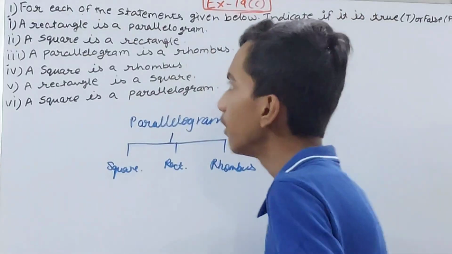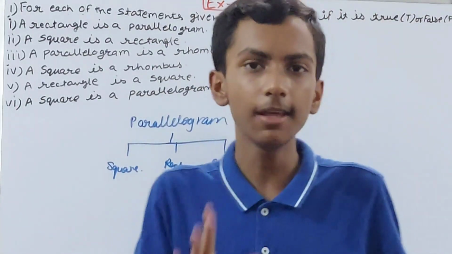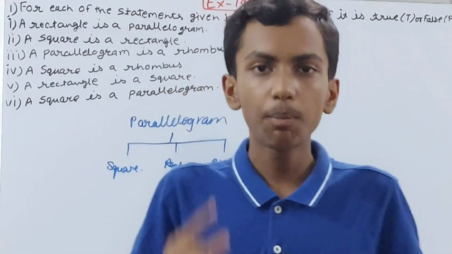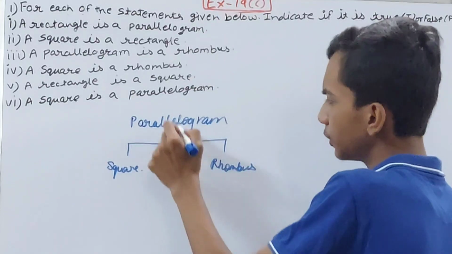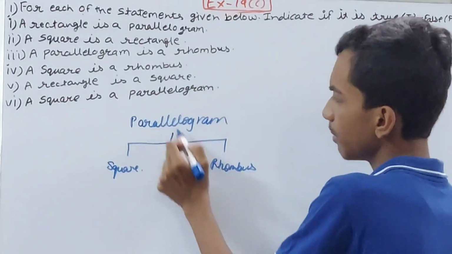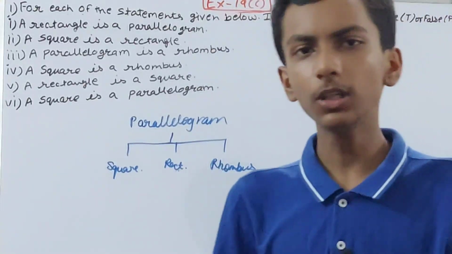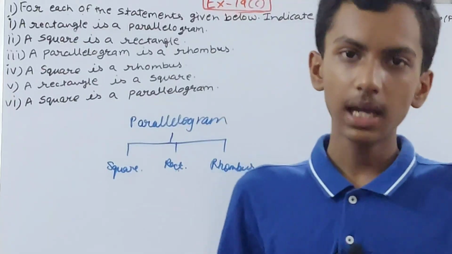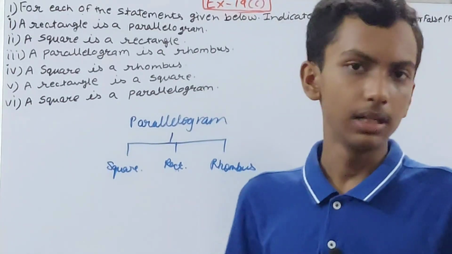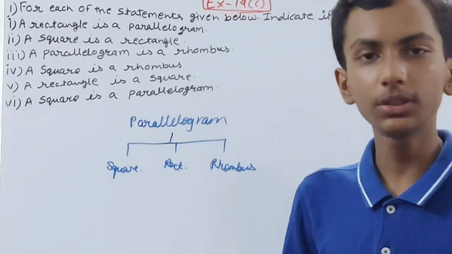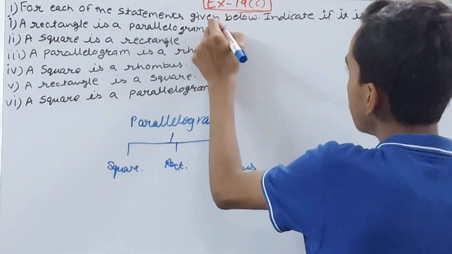So now let's see the questions. A rectangle is a parallelogram. It's asking us to tell if a rectangle is a parallelogram or not. Look, rectangle, where does this rectangle belong to? From where is it coming? Parallelogram. So of course it's a parallelogram. It fulfills all the properties a parallelogram has, that is, both the opposite sides are parallel, and that is so in a rectangle. So this statement is true.